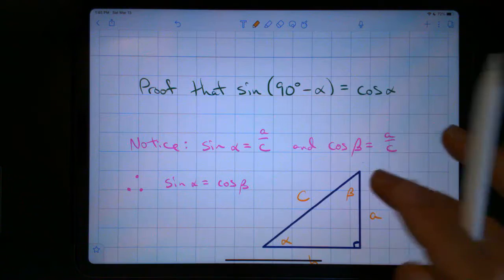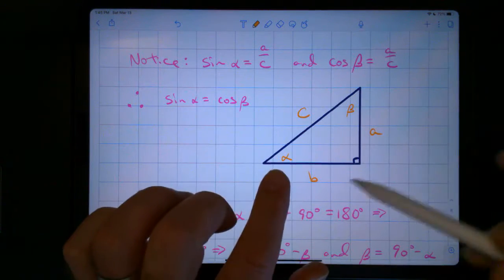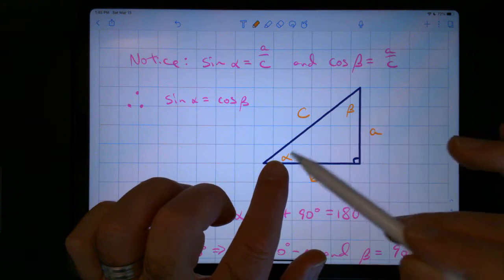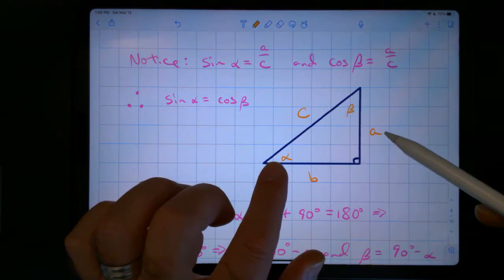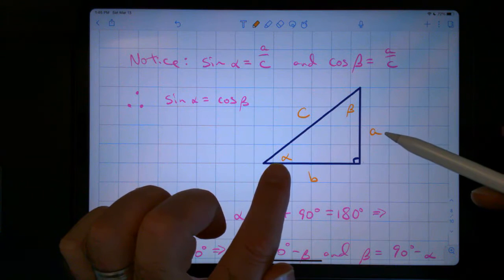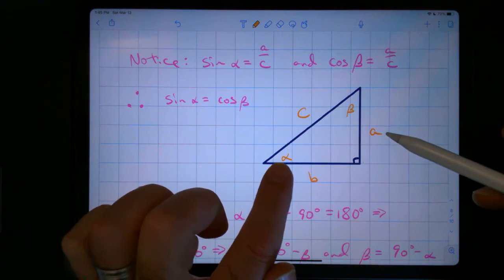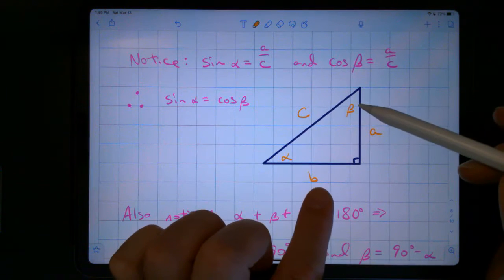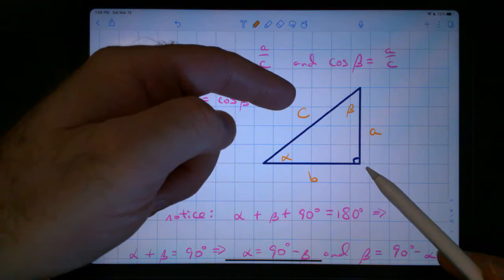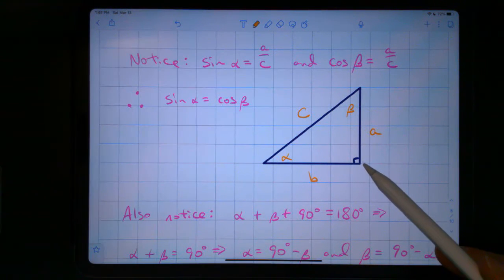alpha. Okay, so if we have any type of right triangle with interior angles of alpha and beta, then in this triangle, I am denoting that lowercase a is the side opposite angle alpha, and lowercase b is the side opposite angle beta, and side c is the side opposite the right angle.